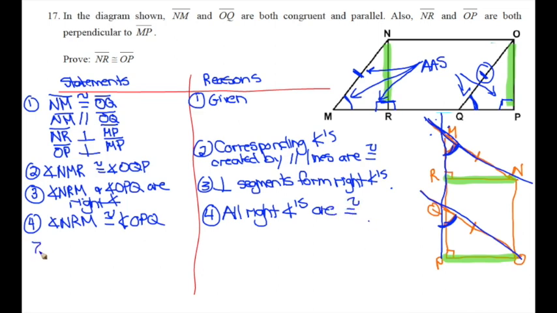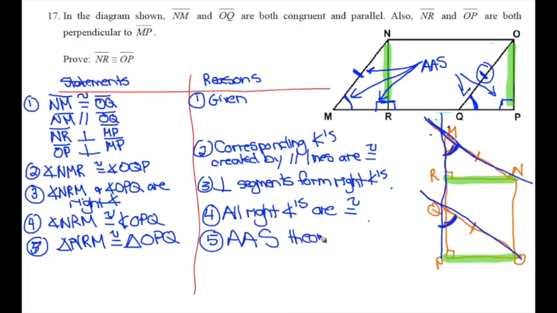Finally now, I can go ahead and say how these two triangles are the same thing. So triangle NRM is congruent to the other one, triangle OPQ. And my reason for that is angle, angle, side. You could say theorem if you want to look fancy.